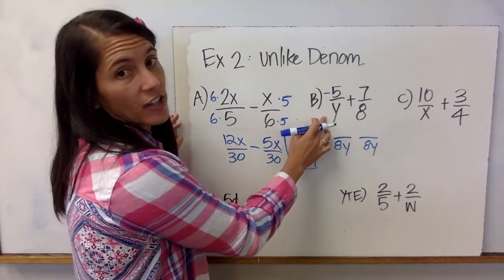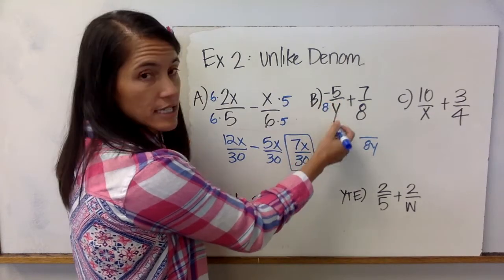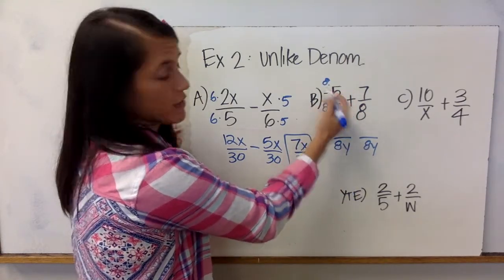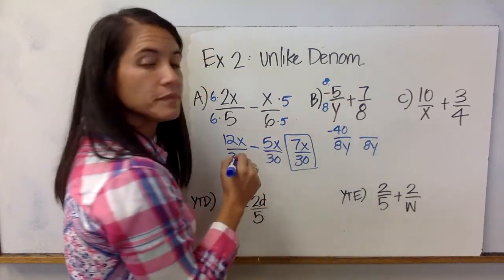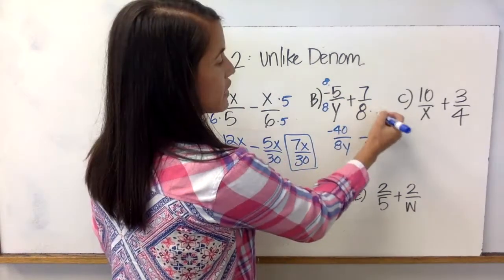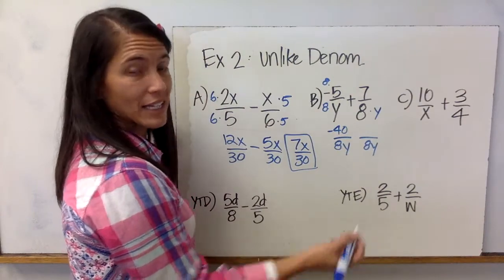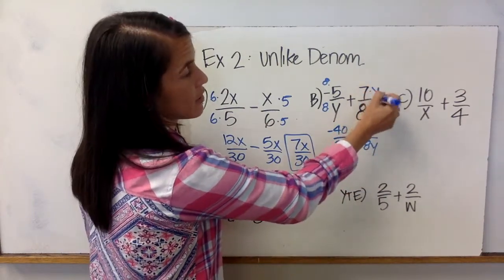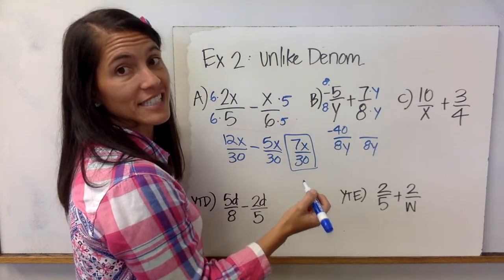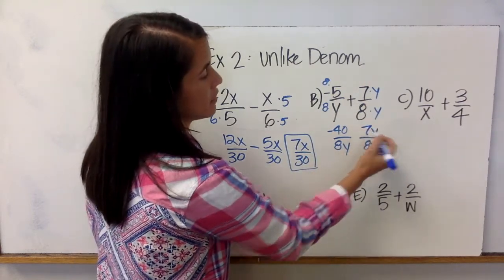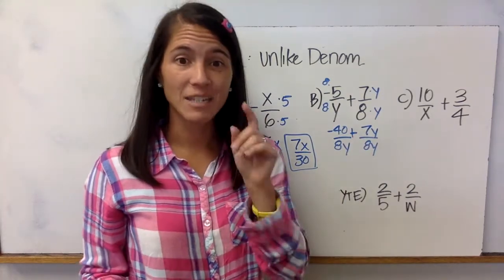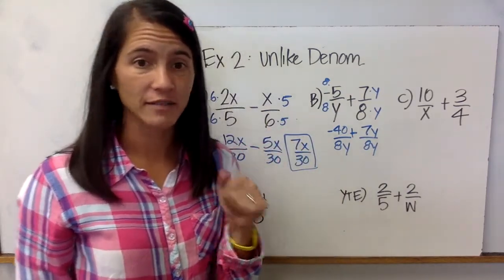So looking at this fraction, I multiplied by 8 to get 8y. So negative 5 times 8 is negative 40. And then over here, I multiplied by y to go from 8 to 8y. I multiplied by y, so over here, I need to multiply by y, and I get 7y. And I bring my plus sign down. If you didn't get that, pause it, rewind it, and listen to it again.